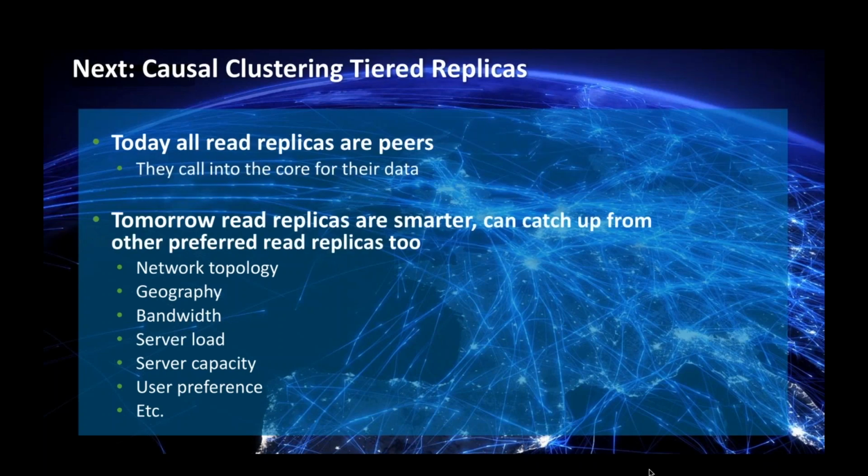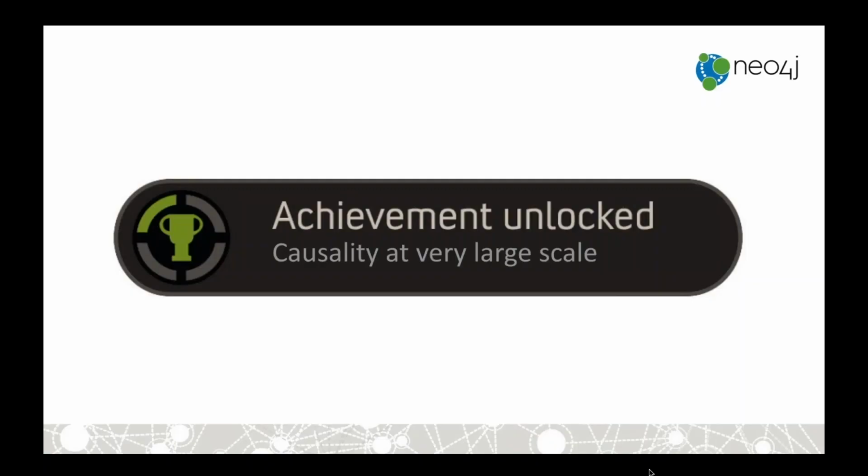Ditto, today all of the read replicas are peers. They're all replicated from the same core set. But in the next version, we may be able to offer a whole range of capabilities in terms of catching up from nearby read replicas or catching up from replicas that are substantially underloaded or just a user preference or a geo preference or any of that kind of stuff, which will give you really nice affordances for being able to do multi-data center clusters. So that's great, because that will be causality at very large scale, achievement unlocked.